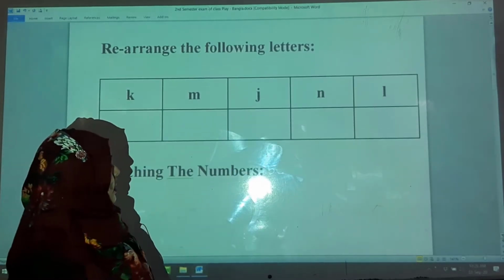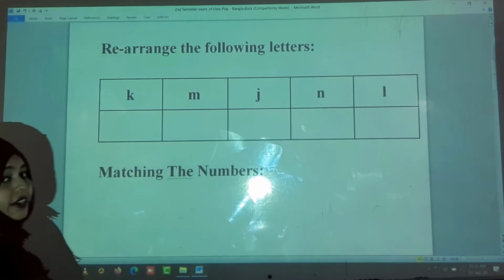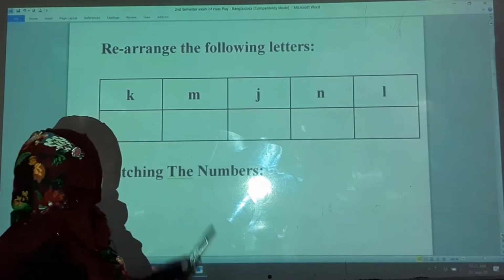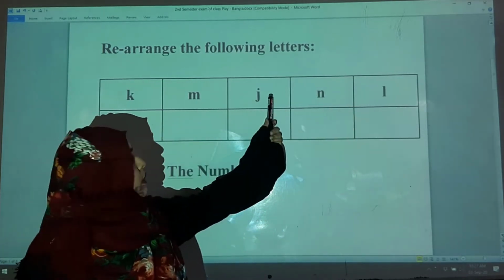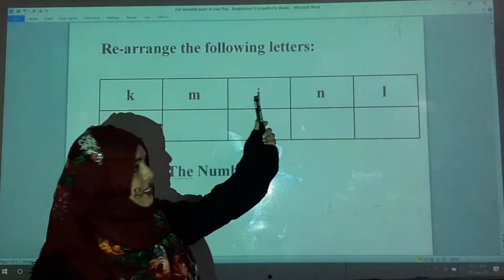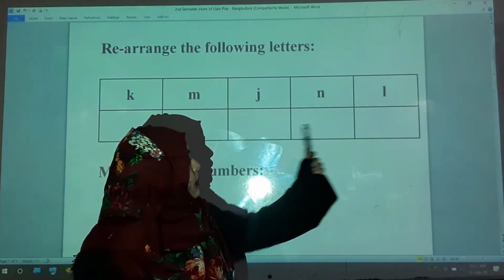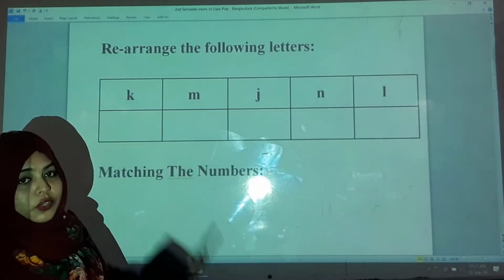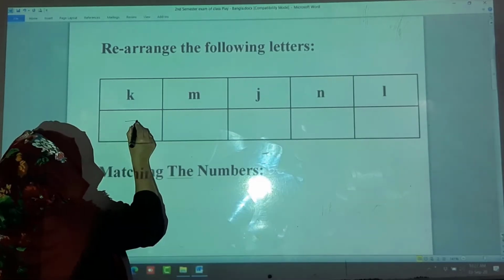Our next topic is rearrange the following letters. Rearrange the letters. Look, we have some letters here in disorder. It is not in sequence actually. You have to arrange them in order below the line. What will be the first letter or beginning letter? It will be J.